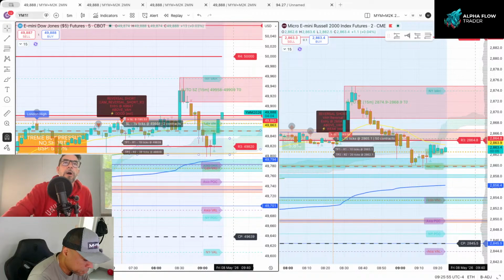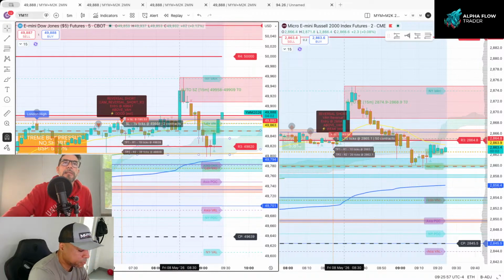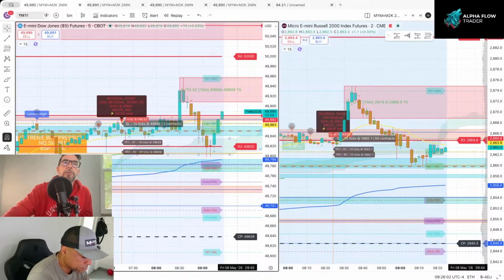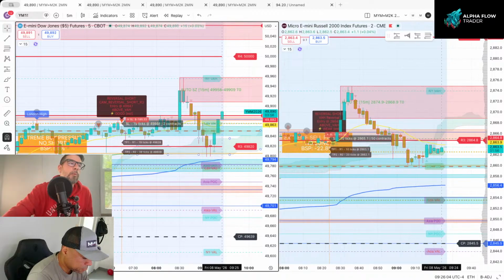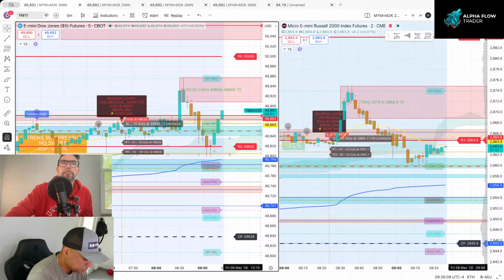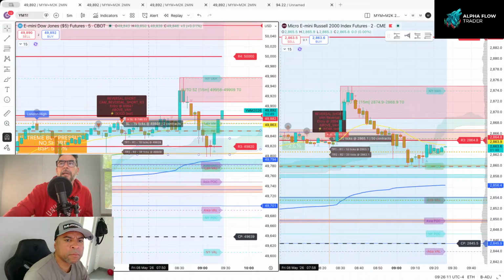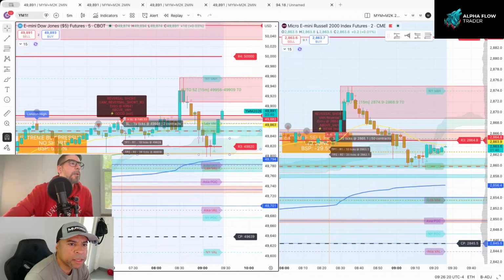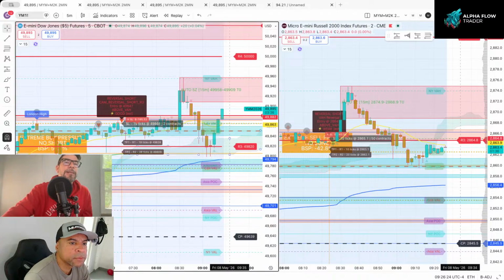So R4, we'll see what happens. ES never did quite make it to R5. It hit the supply zone here and kind of came down. We will definitely be watching for ES to come down around R4, as well as NQ. It came really nicely off that supply zone, the supply zone right here up top.